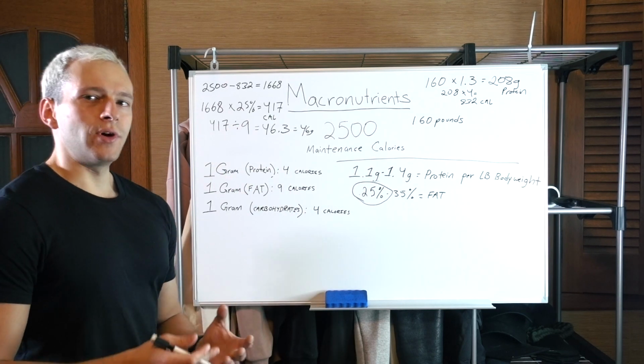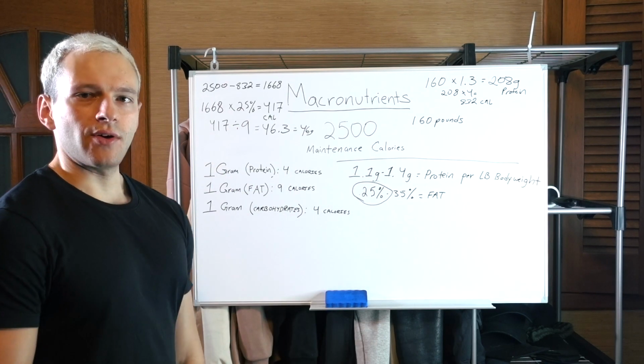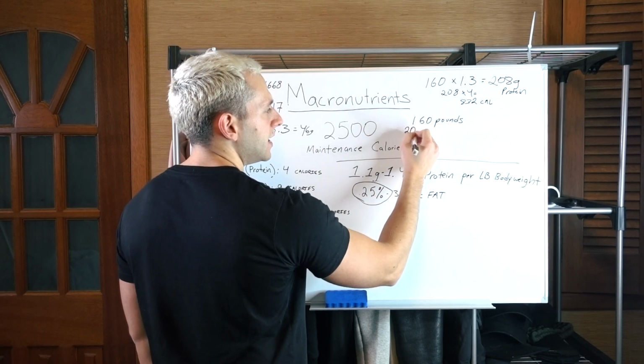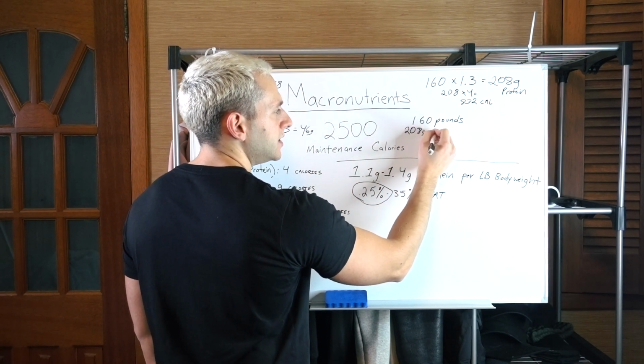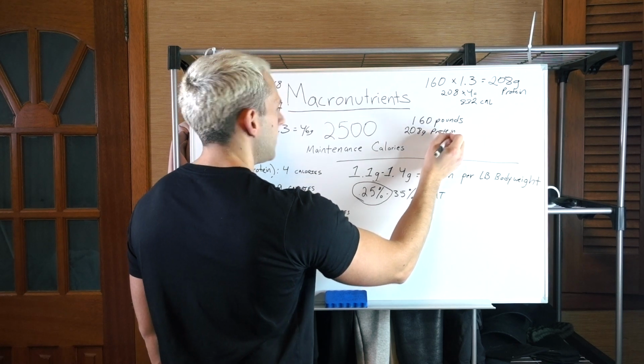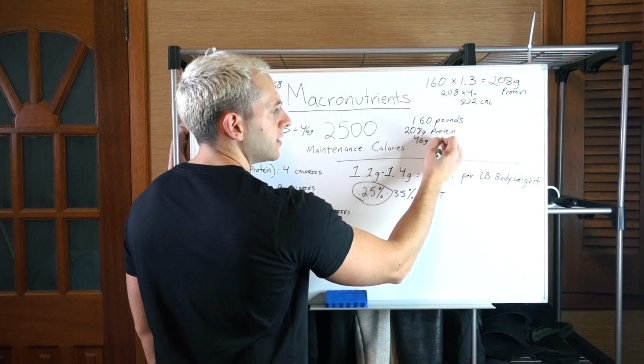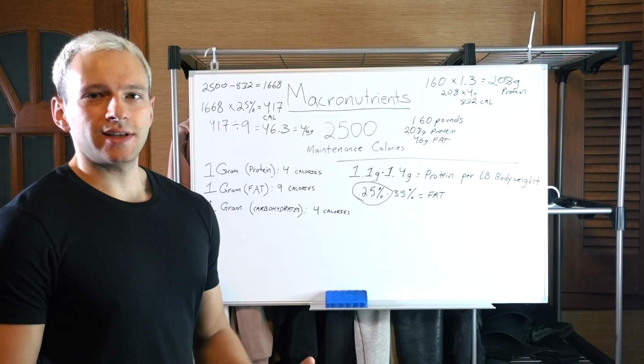Now that you know you have 46 grams of fat, we know what our protein and fats are going to be. Let me write it down here. We're going to have 208 grams of protein and 46 grams of fat. The last thing that we need to know is our carbs.